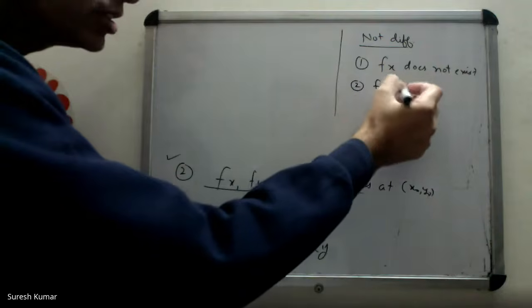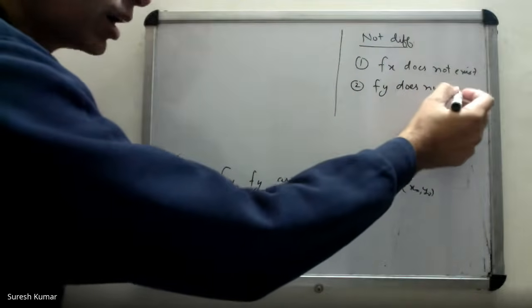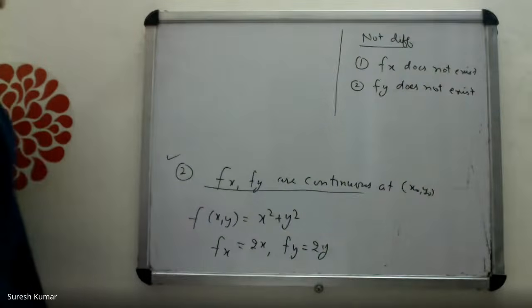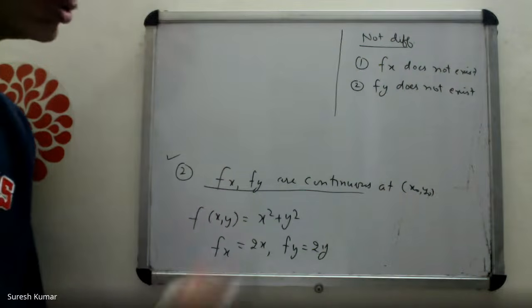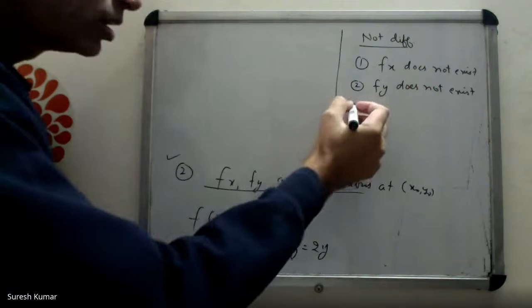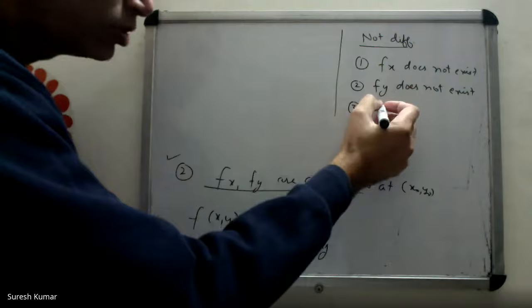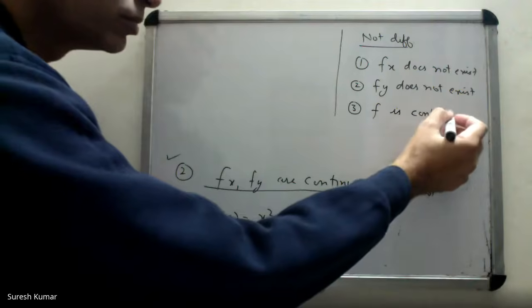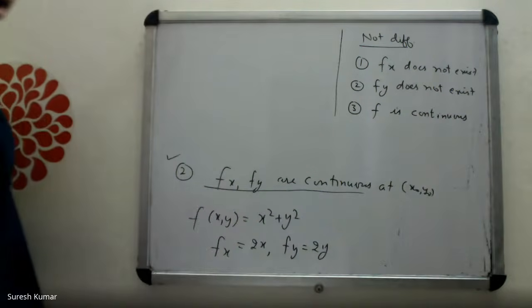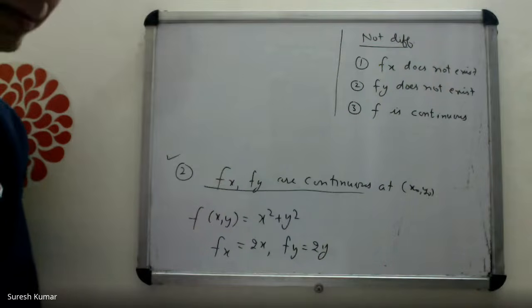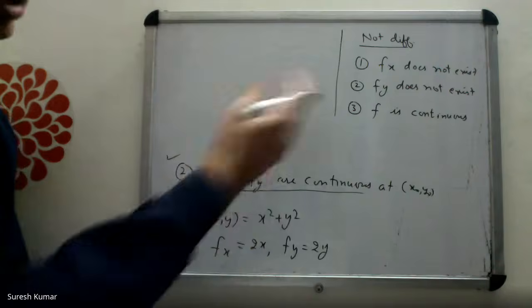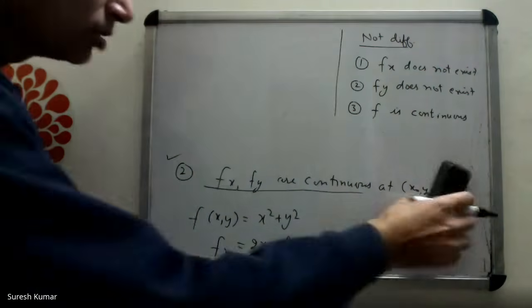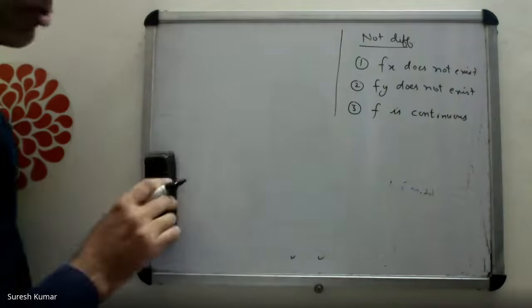Similarly, if fy doesn't exist, again you can say the function is not differentiable because these are necessary conditions. You check either of the two, no problem. There is one more. If you are able to check that the function is not continuous, then also you can say that the function is not differentiable. So any of the three you can use for disproving the differentiability. Whichever is suitable to you, you can do that. There are other ways also, but these are the simple ways for proving that the function is not differentiable.